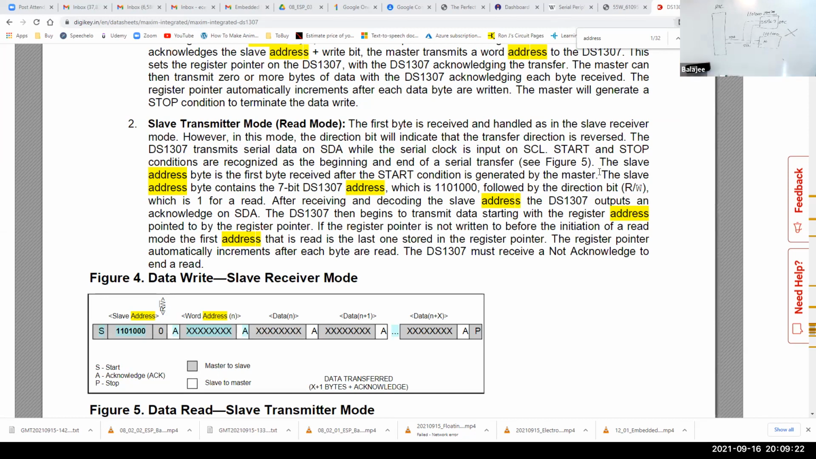The moment somebody asks you that, if you select both the devices, you should immediately say that this connection is illegal. The moment you say this connection is illegal, you win 50% of the interview. He knows that no two devices should have the same address. So on the I2C bus, no two devices should have the same address.